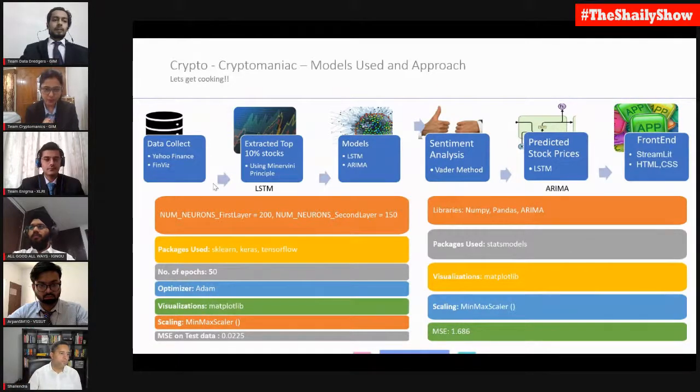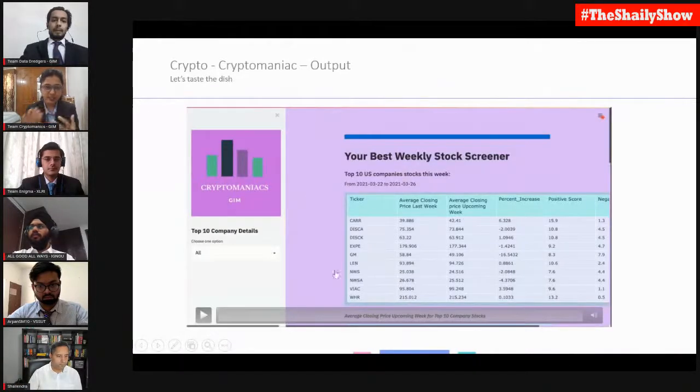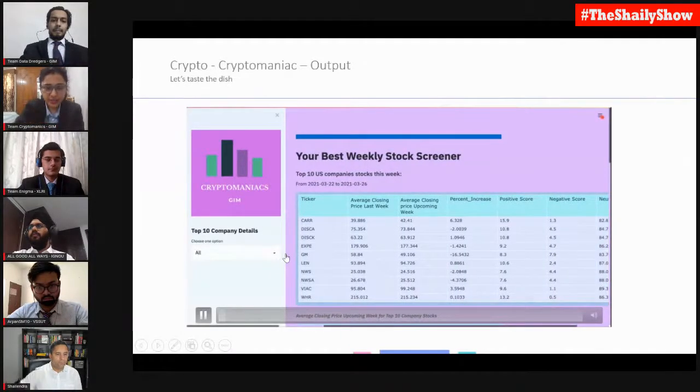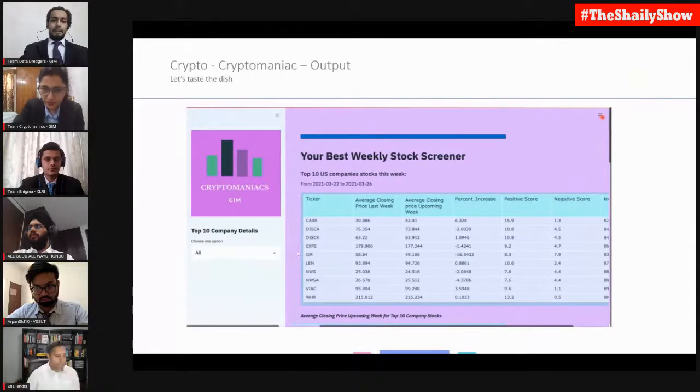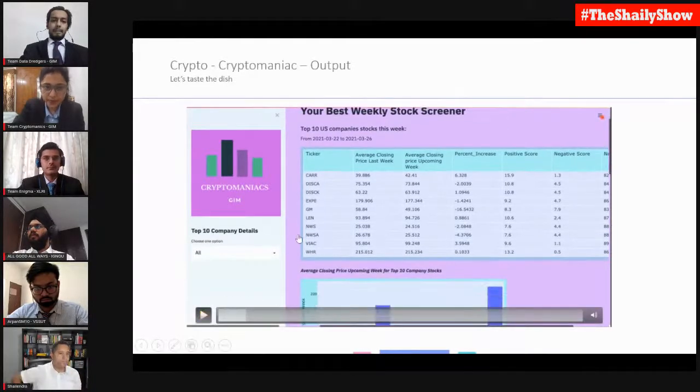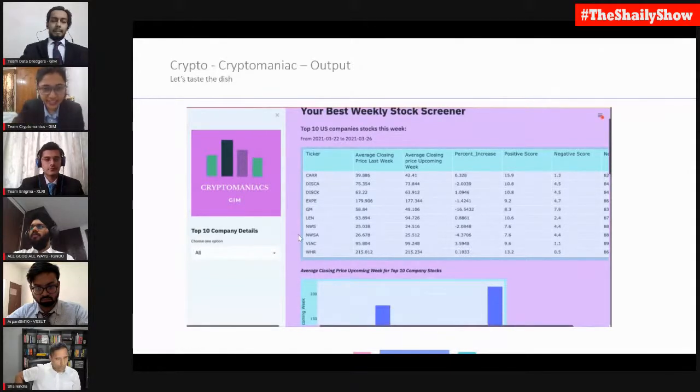Shailendra, if you could move to the next slide, please. That's a video. And this is the stock screener. If you could please pause. Yeah. So these are the top 10 stocks for the week 22nd March to 26th of March. These are the top 10 stocks that we are showing in the ticker.